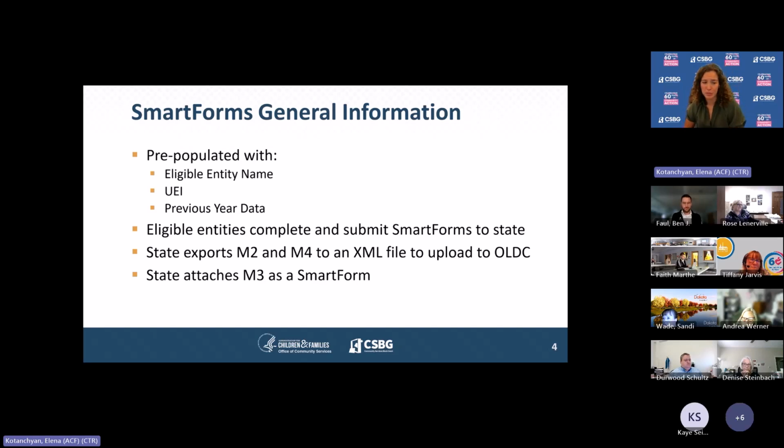But the general information about smart forms: it gets pre-populated with the eligible entity name. So when you receive a smart form and open it, you have the eligible entity name, your agency name, UEI, and previous year data. The UEI component is very important because when you return the smart form back to your lead agency, they convert it to XML and upload it. UEI is what allows that data to get into our online data collection system and then be aggregated.